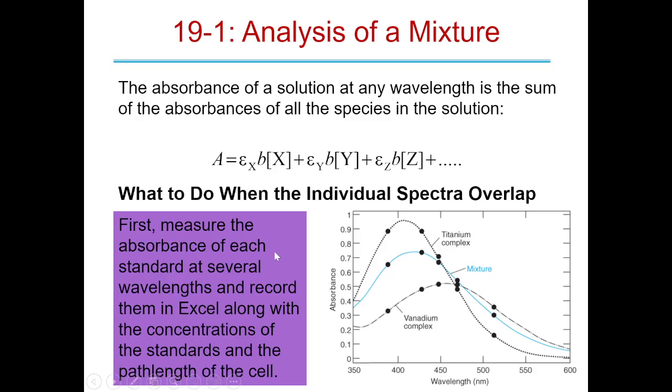Okay. All right. So what to do when the individual spectra overlap of these different species? Well, first you would measure the absorbance of each standard at several wavelengths. You'd record them in Excel along with concentrations of the standards and the path length of the cell. Essentially, you're setting up Beer's law for your different species, right? And so this is essentially what this would look like, okay? So you see here you have 3 different species. They all overlap to some degree.